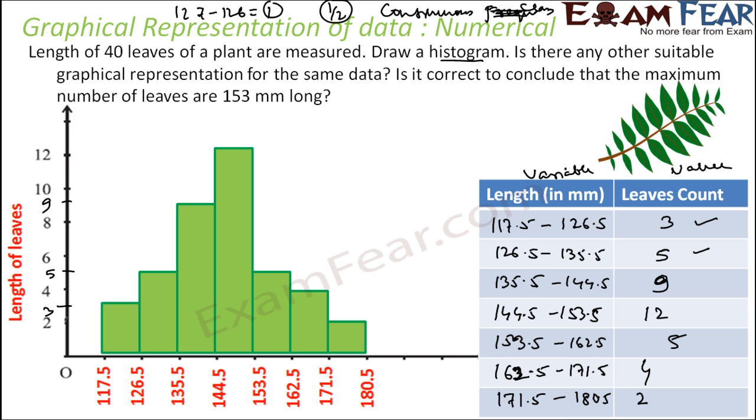Okay. So what is the conclusion? Can we conclude that the maximum number of leaves are 153 millimeter long? We can't conclude. 153 millimeter long, we don't know. 144.5 to 153.5 is the maximum range. That is correct. But it may be that all these are 145 millimeter long or 146 millimeter long. It is not correct to conclude that the maximum number of leaves is 153 millimeter long. It is good to conclude that the maximum number of leaves are in the range 144.5 to 153.5. That is okay, but it is not correct to conclude that they are exactly 153 millimeter long. So this statement is not correct.